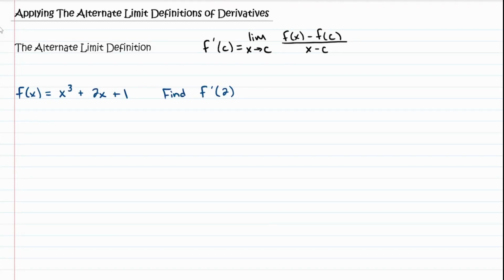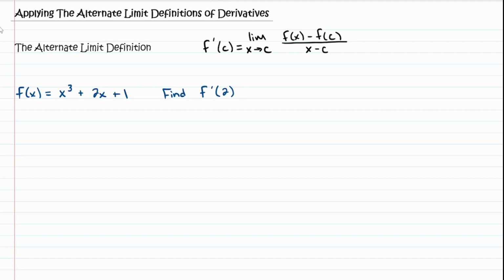Hey guys, in this video, we're going to be talking about applying the alternate limit definition of derivatives. So this is similar to the limit definition we just covered, but that definition gave us the function of the derivative. So any input into that function would give us the slope at that point of the original function. This limit definition, the alternate limit definition, only gives us the slope at a certain point c. So it's going to be very similar as far as plugging things into the limit definition, but you need to make sure you're using each one of them properly.